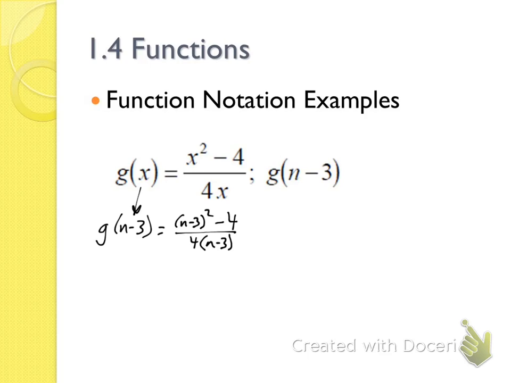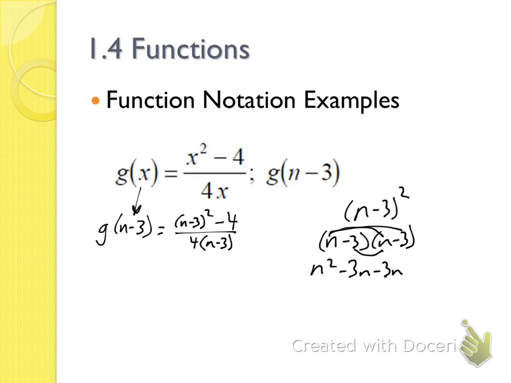Now I need to simplify. I need to simplify exponents, so I got this n minus 3 squared. And how do I simplify that? Well, n minus 3 squared is the same as n minus 3 times n minus 3, which means I need to FOIL. First, n squared, outside, minus 3n, inside, minus 3n, and last, positive 9.